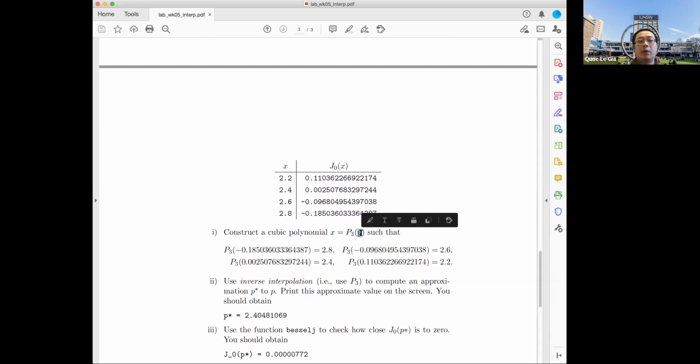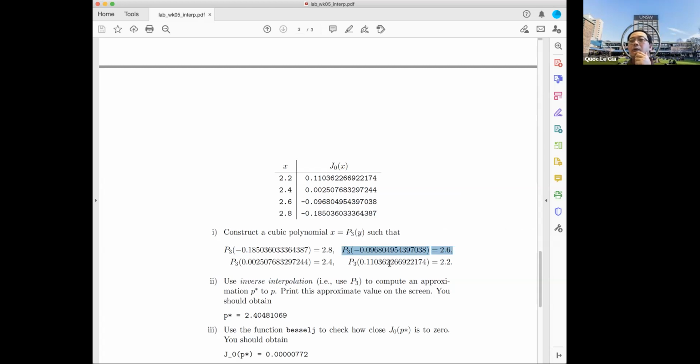The input of this polynomial is y, and the output is x. So you see, P3 is a polynomial, but in y, not in x. And it takes a value like this, so 2.8, and y is this. So essentially, if you look at this table, then you can deduce this value. This one is just the last row of the table, and then this is the second last, and so on.